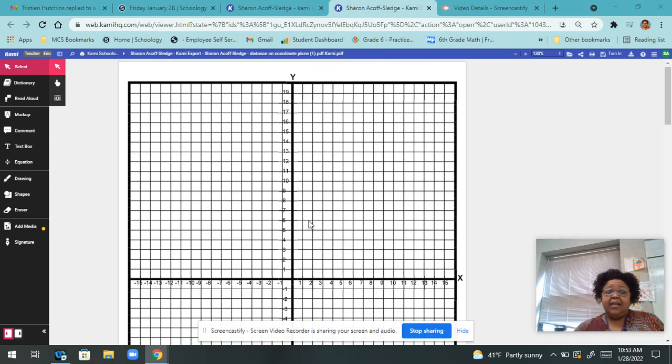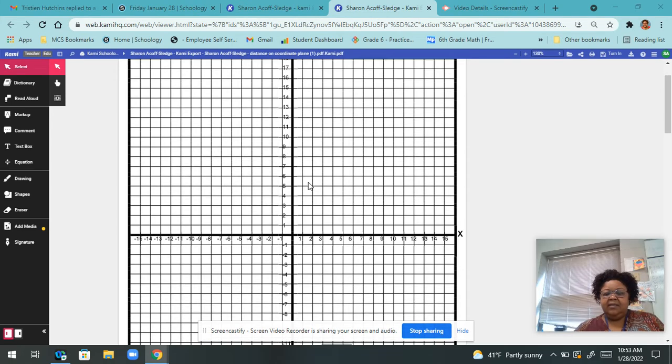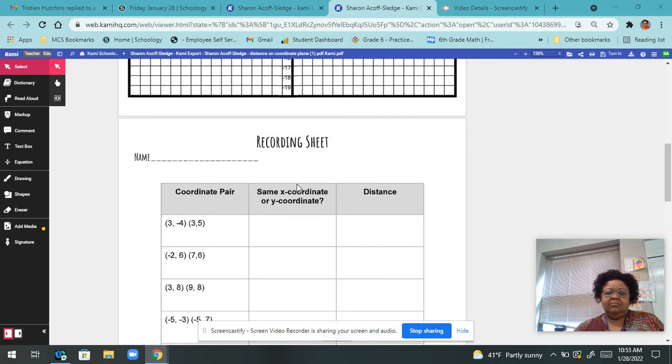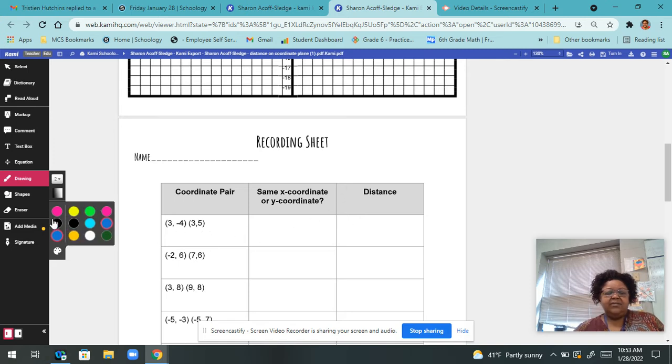Hi guys, I'm getting a lot of questions about this assignment, so I'm going to briefly, or not so briefly, go through it. Okay, so the first thing we're going to do in the first part is plot these points and then calculate the distance. If you make your dots a little bigger, that will make it easier to plot.